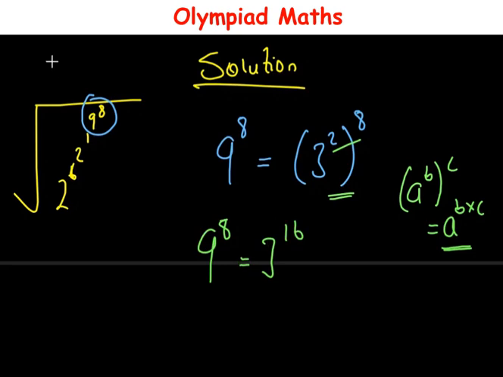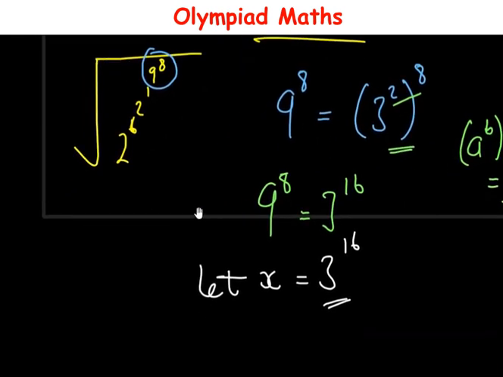At this junction, we are going to apply a trick, and the trick is this. We are going to say let x equal 3 raised to power 16. So in place of 3 raised to power 16, we bring x. But don't forget that 3 raised to power 16 also equals 9 raised to power 8. So this question then becomes, we have the square root of 2 raised to power 6, raised to power 2, raised to power 1. Now, 9 raised to power 8, the value is 3 raised to power 16, and we said to equate it to x. So this becomes power of x.